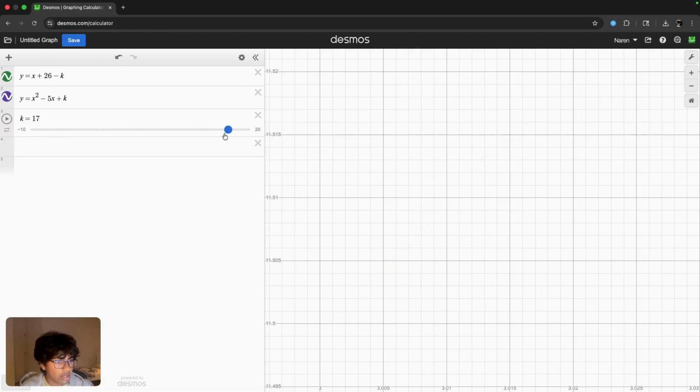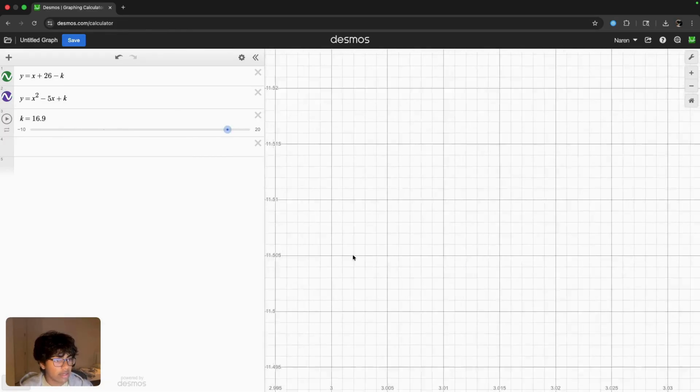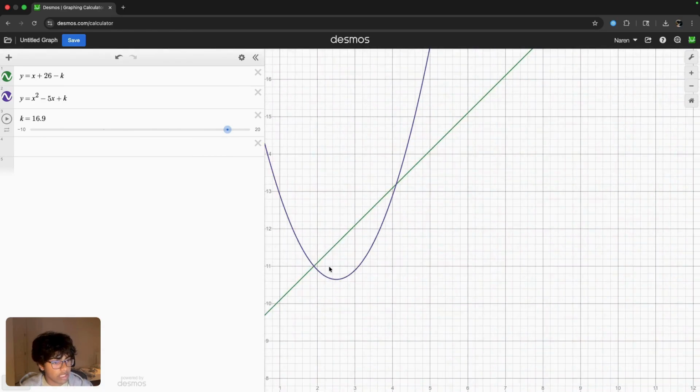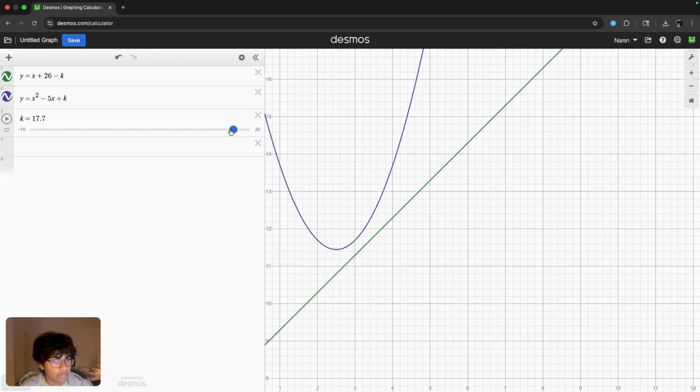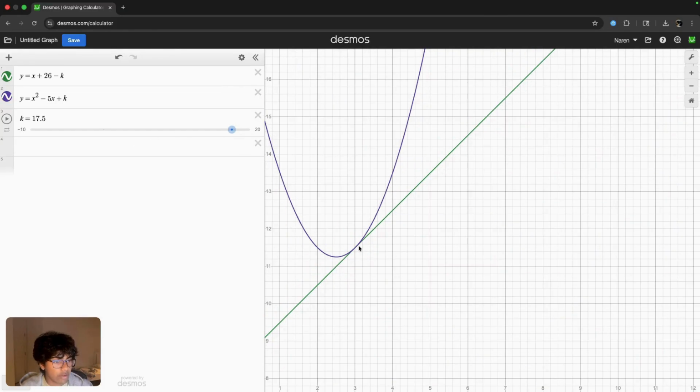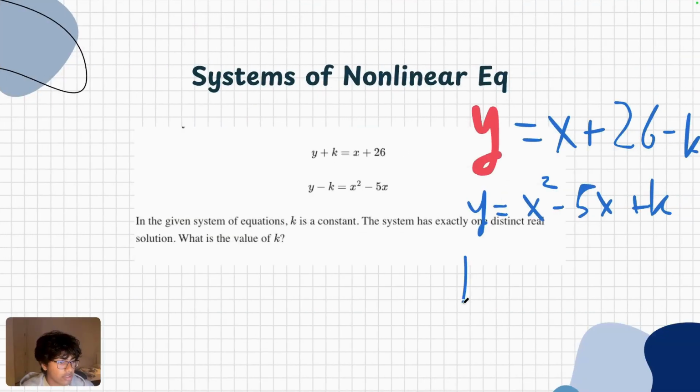Remember, if you make it smaller, then we're going to get multiple solutions, which is not what we want. And if you make it bigger than 17.5, we're not going to be touching. But 17.5 is touching at one spot. So the answer is k equals 17.5.